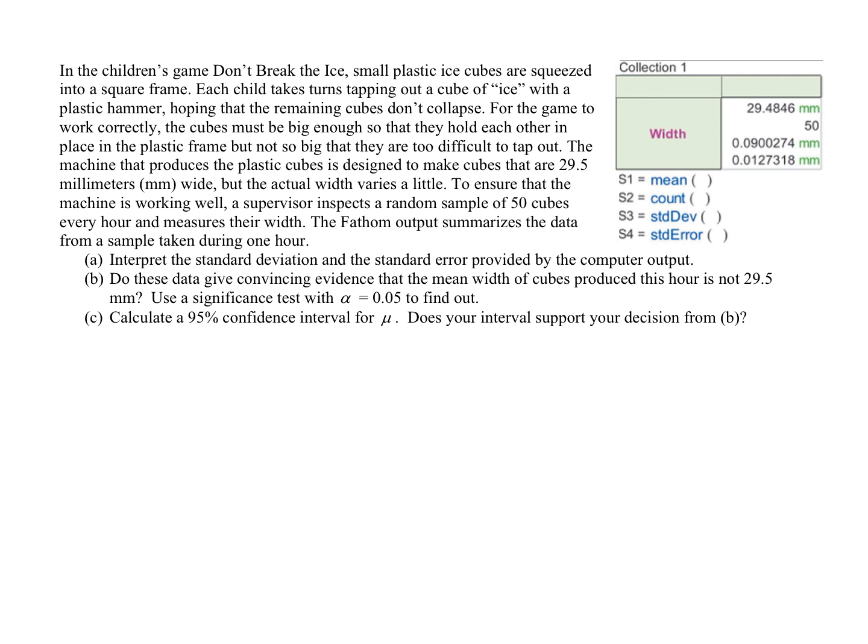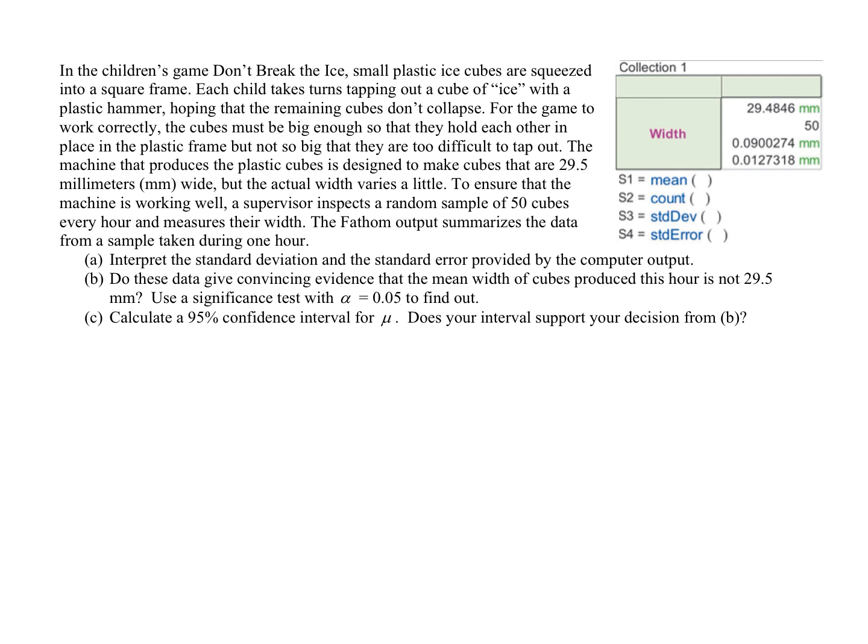Each child takes turns tapping out a cube of ice with a plastic hammer, hoping that the remaining cubes don't collapse. For the game to work correctly, the cubes must be big enough so that they hold each other in place in the plastic frame, but not so big that they are difficult to tap out. The machine that produces the plastic cubes is designed to make cubes that are 29.5 millimeters wide, but the actual width varies a little. To ensure that the machine is working well, a supervisor inspects a random sample of 50 cubes every hour and measures their width.